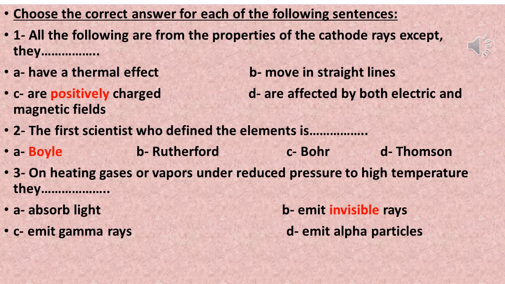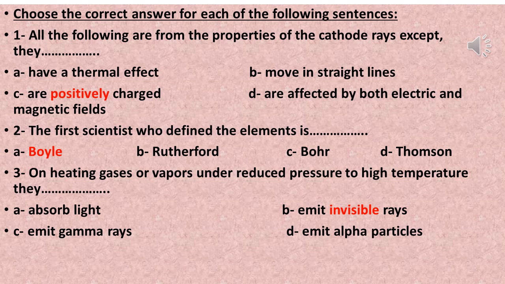Choose the correct answer. Number one, all the following are properties of the cathode ray except: have thermal effect, move in a straight line, positive charge, affected by both electric and magnetic fields. As we know, electrons or cathode rays have negative charge, so C isn't correct. So the answer is C because the electron does not have a positive charge.